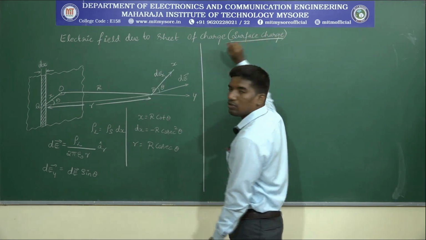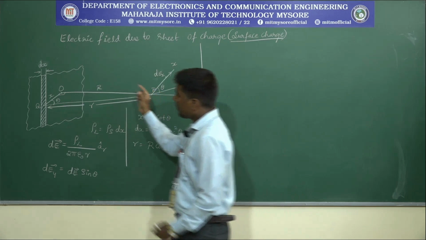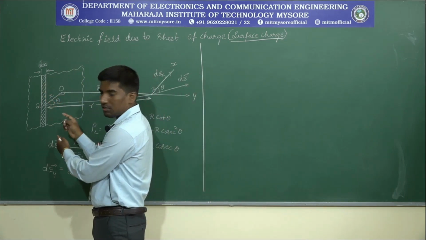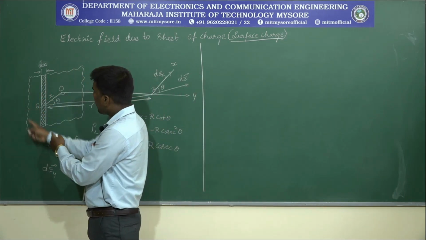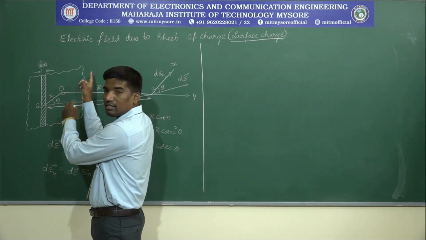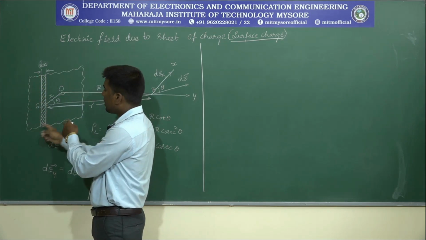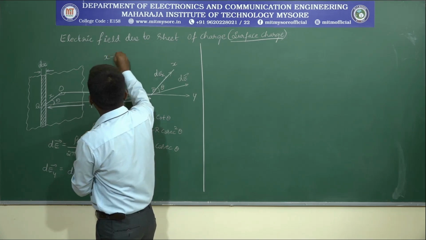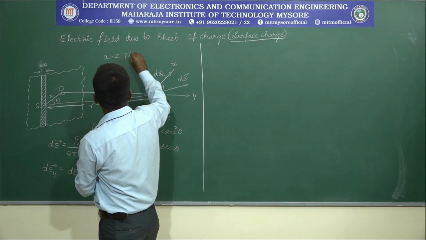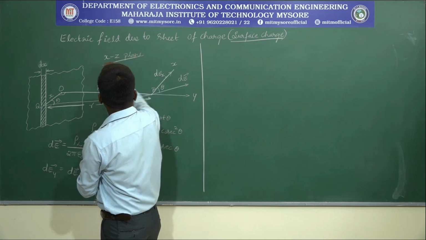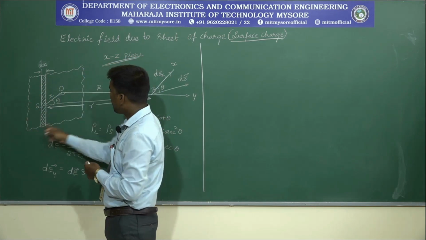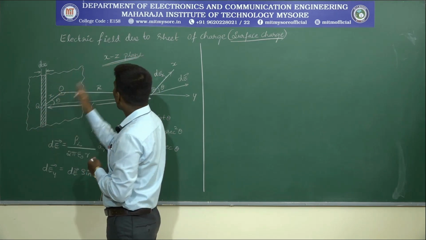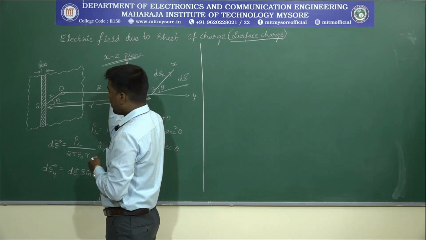Okay. Continuing with the next topic, electric field due to a sheet of charge, that is surface charge. Electric field due to surface charge. Now the assumption we need to take is to consider an infinite surface charge. Consider the infinite area surface charge along the xz plane. So we have considered this infinite sheet charge along the xz plane.